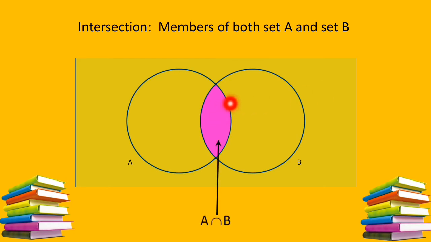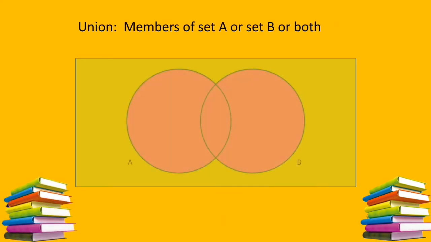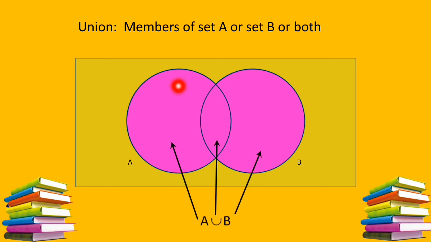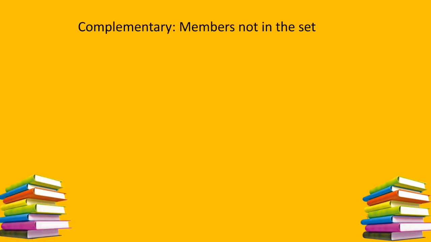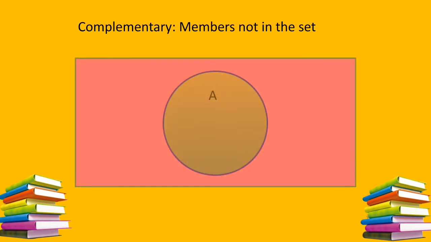So this area is known as the area of A intersection B. Similarly, union means members of set A or set B or both. So for union, this whole area will be shaded, or you have to take all the elements that are written in this area.